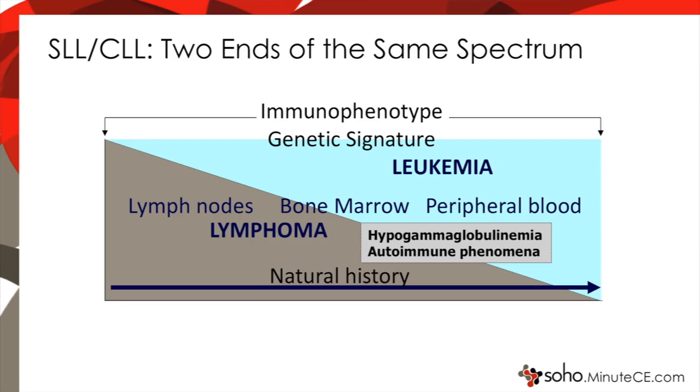Small lymphocytic lymphoma and CLL are actually the two ends of the same spectrum, the same kind of neoplasia, the only difference being that if the disease predominates in peripheral blood, we call it leukemia, CLL. In the case the disease is present in lymph nodes, we call it SLL. There are a number of immunophenotypic and genetic studies indicating that there are no biological differences between what we call SLL and CLL.